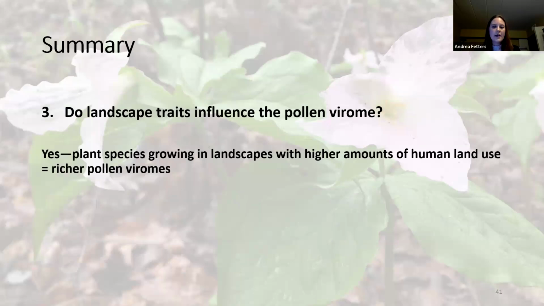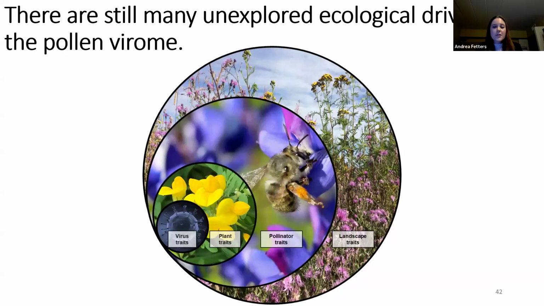Lastly, we also showed that landscape traits also influence the pollen virome, as we found that plant species growing in landscapes with higher amounts of human land use have more rich pollen viromes. So though this project was really exciting, there are still many unexplored ecological drivers of the pollen virome. To get a good sense for what is really going on, I think first more observational studies like this one need to be done, and then perhaps more studies involving the transmission, either on pollinators or just more mechanistic studies would be really useful.